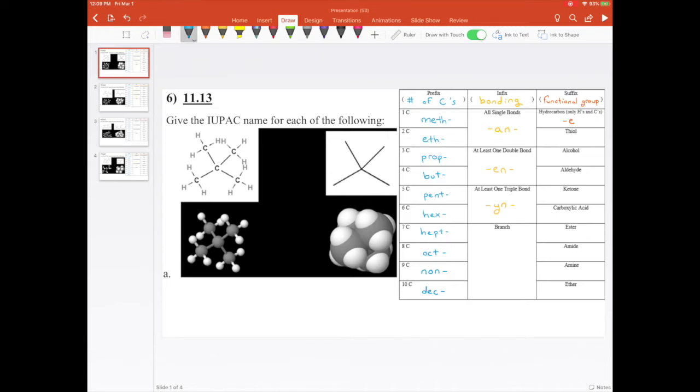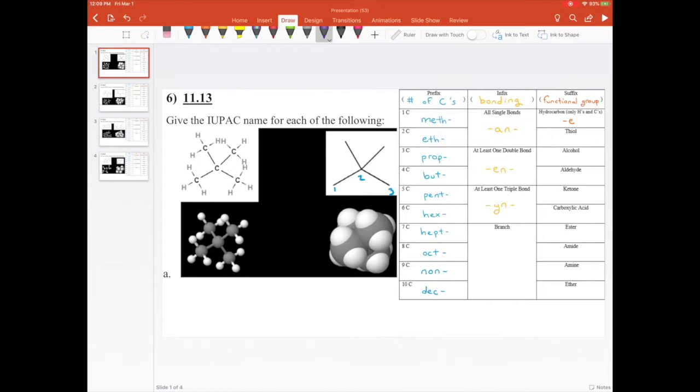going backwards. So for example, in this one, we could have 1, 2, 3. It looks like no matter which way you go, the longest chain you can find is 3 carbons long. Now, if you ever have a tie like that, multiple chains that are all the same length, you can just choose one of them. They all should give you the same name.